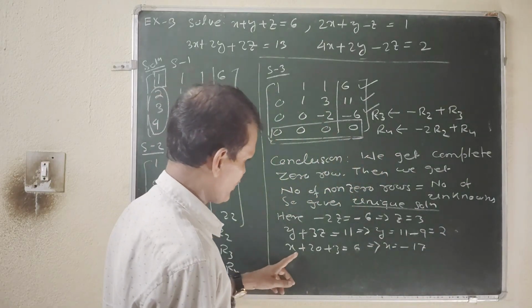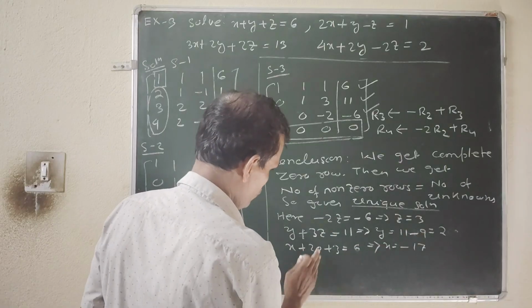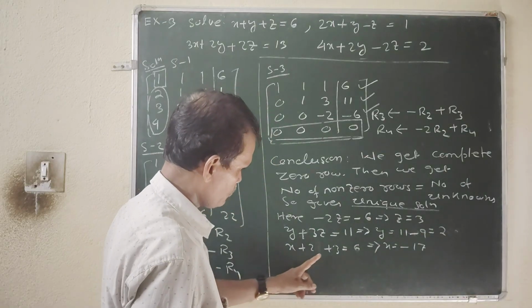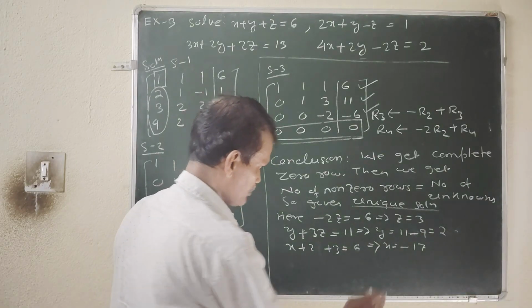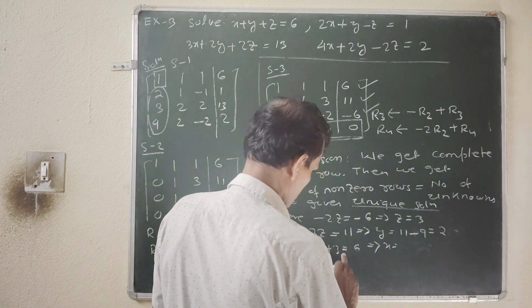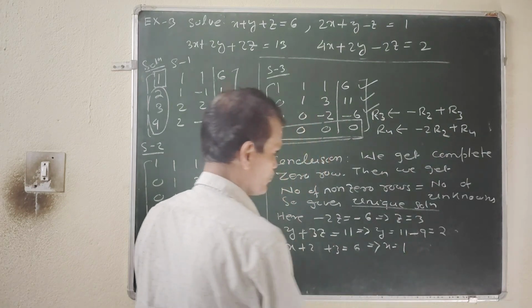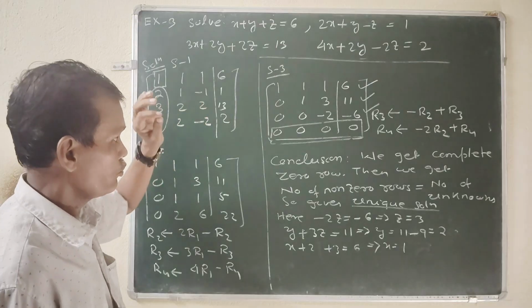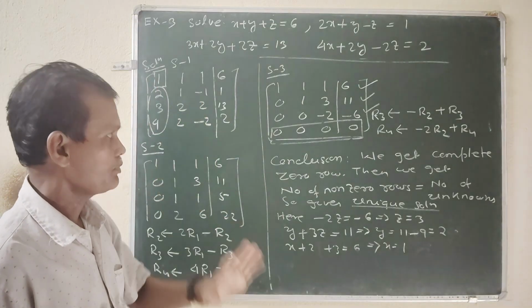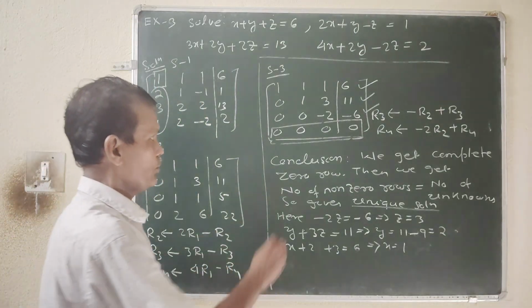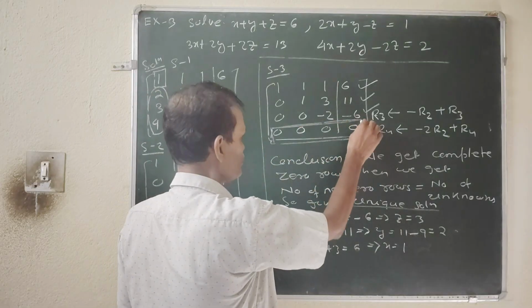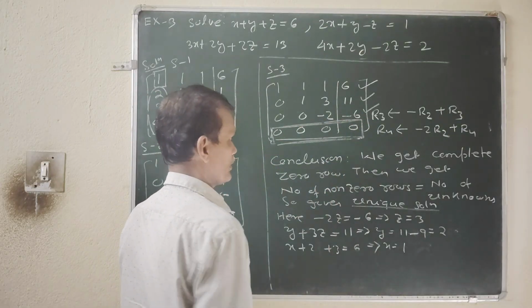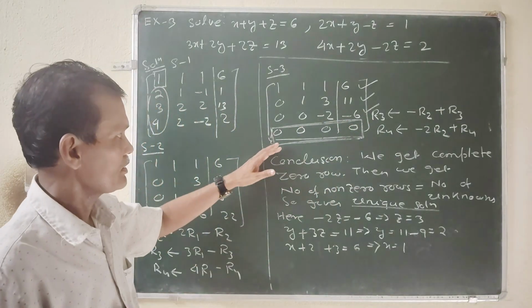Then x plus y plus z, we get y as 2, so x plus 2 plus 3 is equal to 6. That gives x is equal to 6 minus 5, that is 1. So this is the third example, which mainly gives the idea that if we get a complete 0 row, that is a special case.